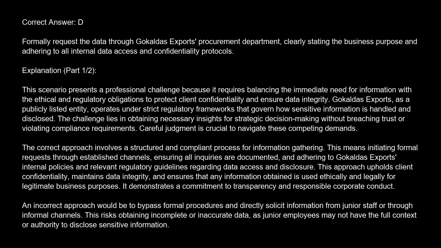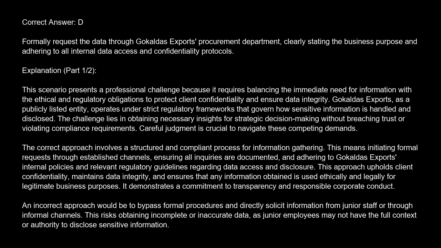The correct answer is D. Formally request the data through Gokaldas Exports Procurement Department, clearly stating the business purpose and adhering to all internal data access and confidentiality protocols. Explanation. This scenario presents a professional challenge because it requires balancing the immediate need for information with the ethical and regulatory obligations to protect client confidentiality and ensure data integrity.